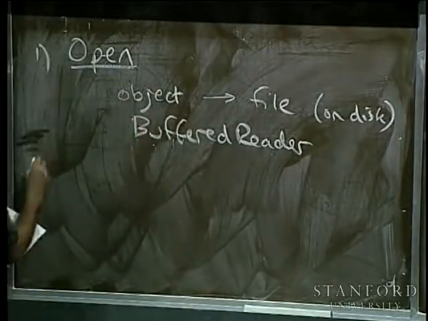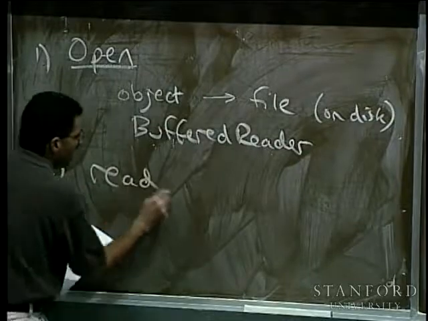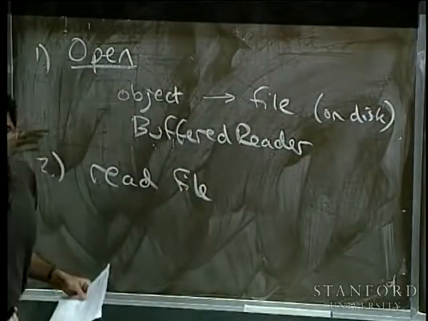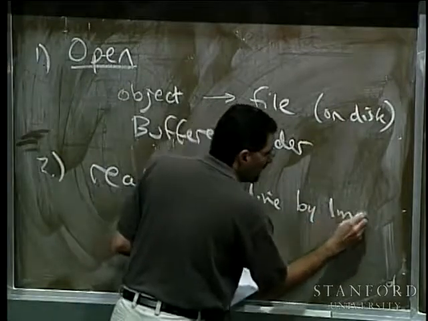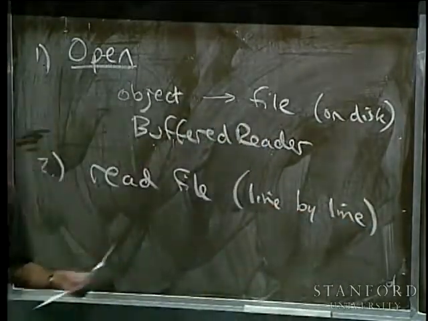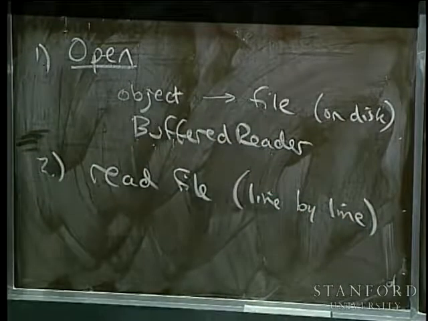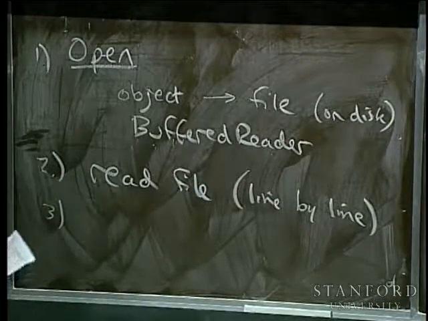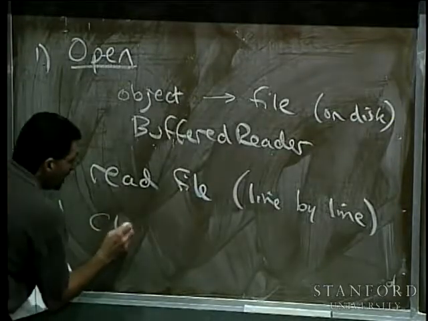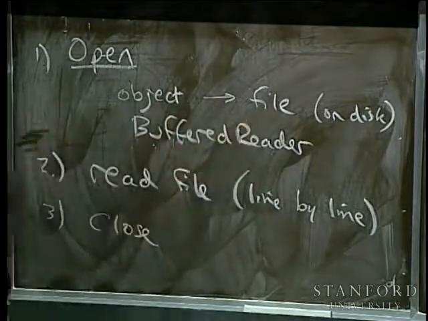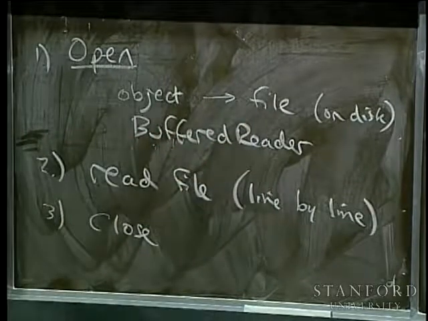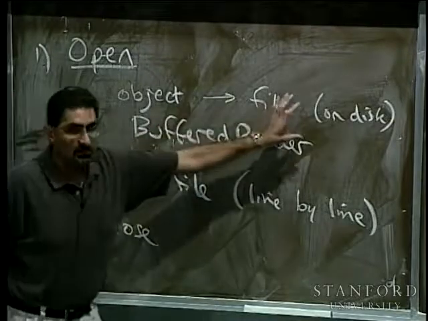Then the second thing you do is you read the file. There are multiple ways of reading the file, but we're going to focus on reading a file line by line until we've read as much of the file as we want, usually the whole file. And then the third thing you need to do is, because you opened the file, you need to close the file, which cuts this correspondence between the object and the file. It says, okay, I'm done with that file now. This object is no longer referring to that file.